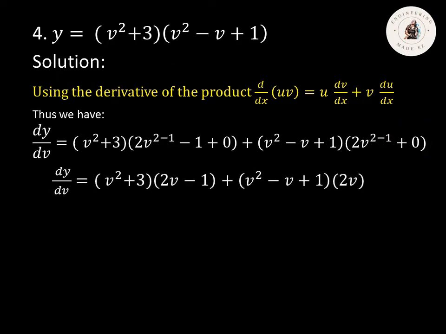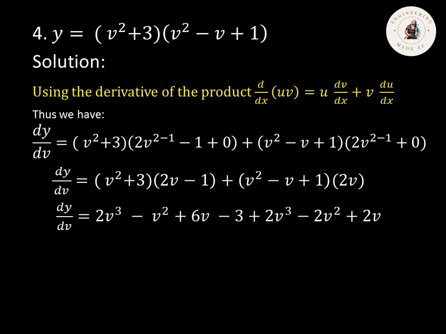So we have now our derivative of y with respect to v is equal to, we will just bring down v squared plus 3. Then we're going to simplify our 2 times v raised to the power of 2 minus 1. That gives us 2v. Then bring down minus 1 plus bring down v squared minus v plus 1. Then we're going to simplify 2 multiplied by v raised to the power of 2 minus 1. That gives us 2v. We're going to apply the FOIL method for v squared plus 3 multiplied by 2v minus 1.